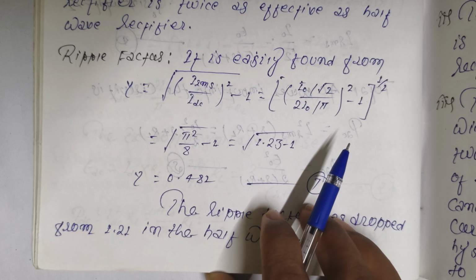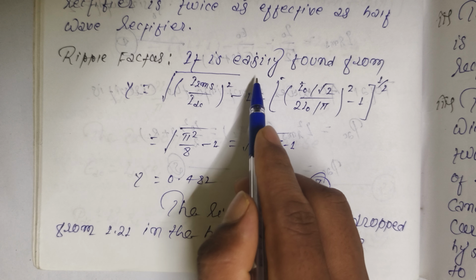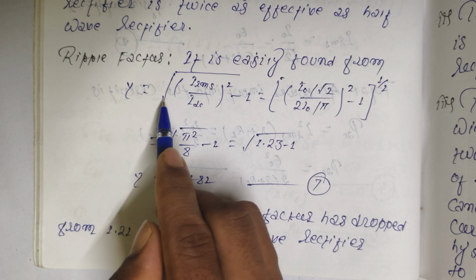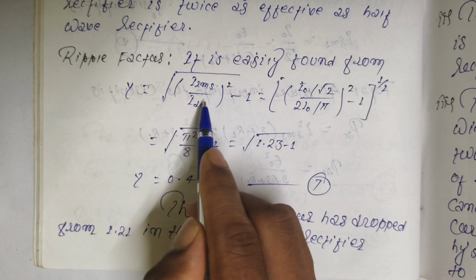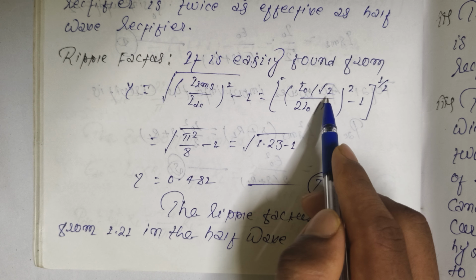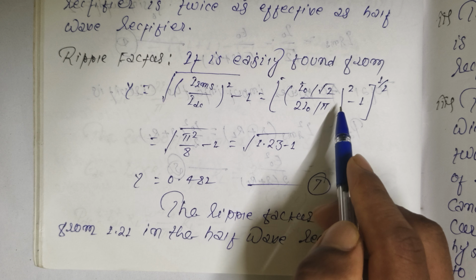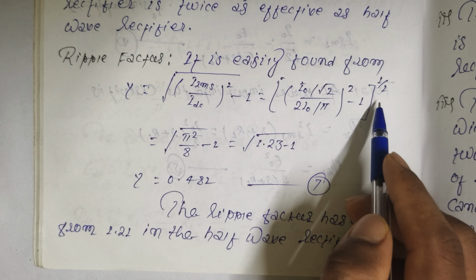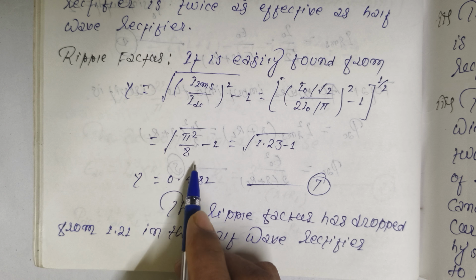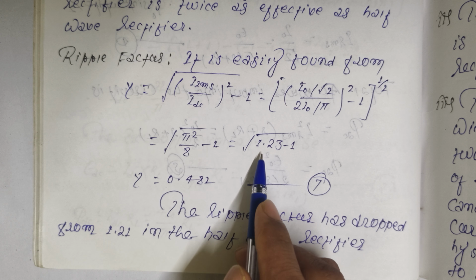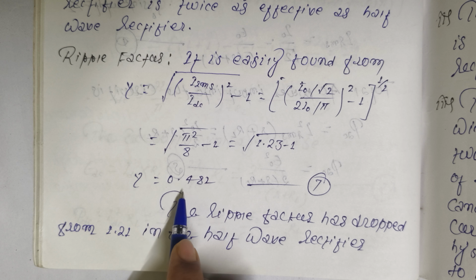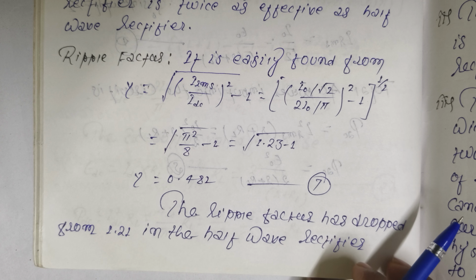Now we discuss ripple factor. It is easily found from gamma is equal to the square root of (I_RMS by I_DC) squared minus 1, is equal to the square root of (I naught by root 2, over 2 I naught by pi) squared minus 1, and the square root of pi squared by 8 minus 1 is equal to the square root of 1.23 minus 1. Ripple factor is equal to 0.482. This is equation 7.